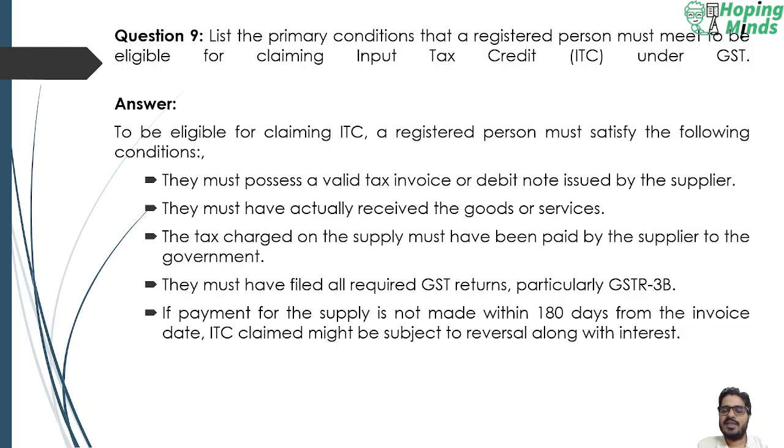So under this condition, if the supplier of goods or services did not receive the payment against such supply within 180 days, then the recipient of such goods or services who has not made the payment within 180 days must reverse the input tax credit that was availed at the time of invoicing, and once the payment has been released by the recipient to the supplier of goods or services, it can be reclaimed by the recipient.